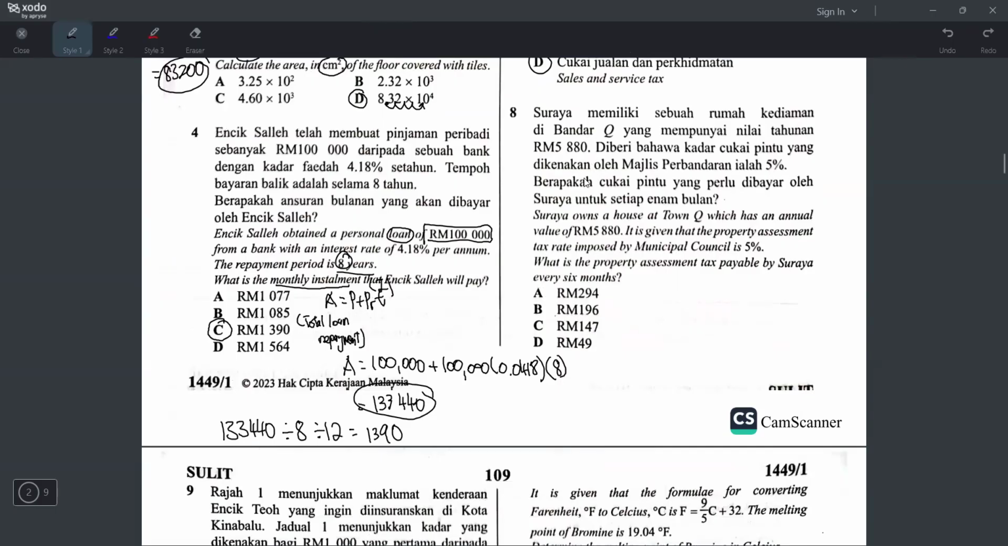Okay, number 8. Suraya owns a house at Town Q, which has an annual value of 5880. It is given that the property assessment tax rate is 5%. What is the property assessment tax payable by Suraya for every 6 months? Okay, so property assessment tax is cukai pintu.